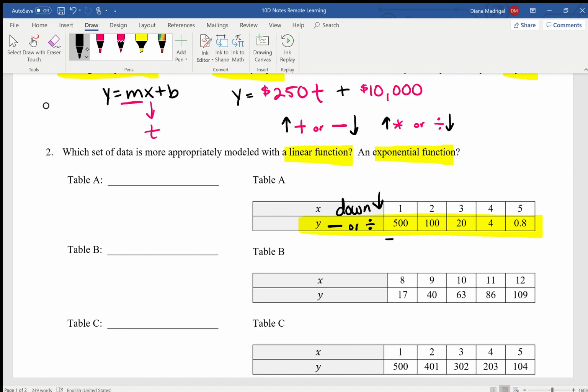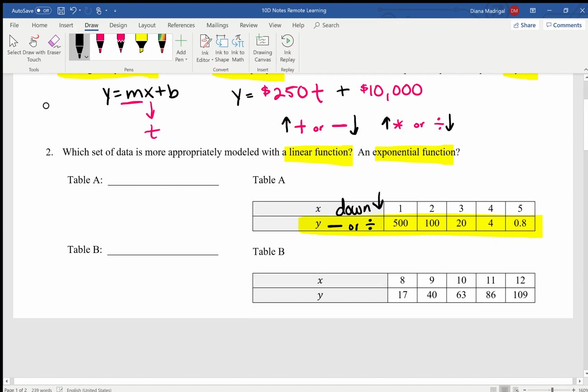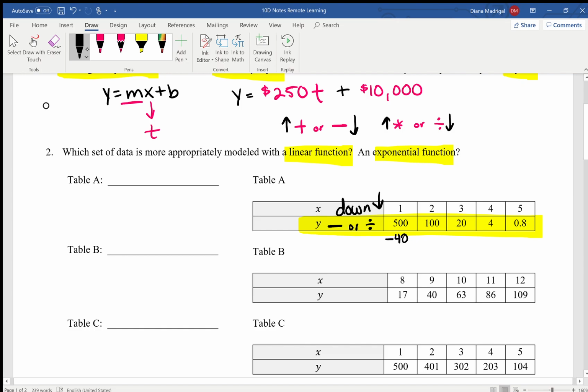500 minus 400 gives me 100. So that is true. Next, 100 minus 400. Does it give me 20? It does not. So this one doesn't work. We are not subtracting for this one, so this one has to be exponential.